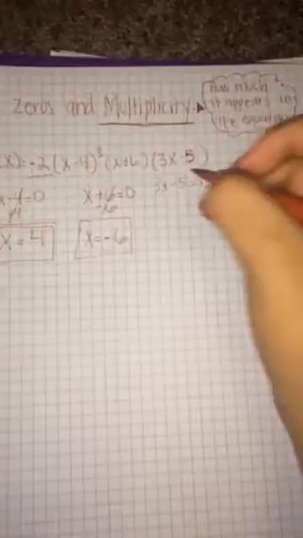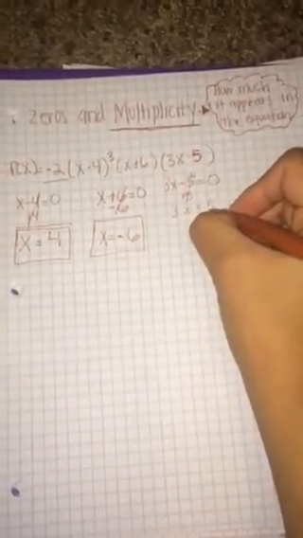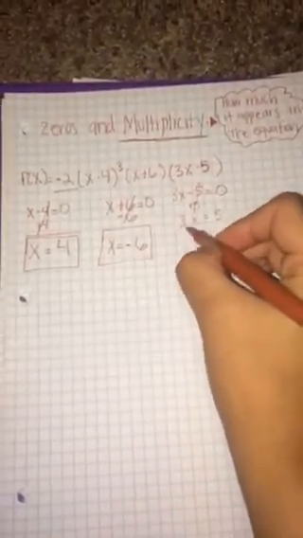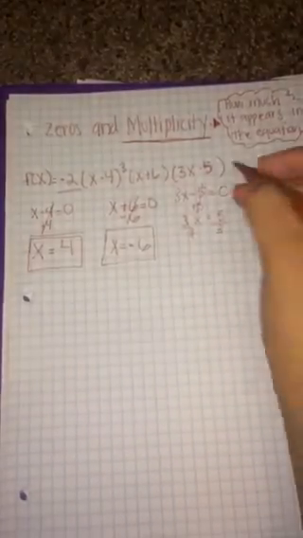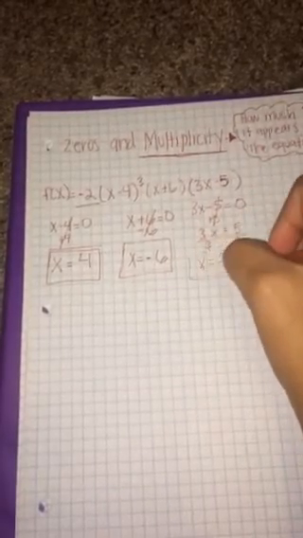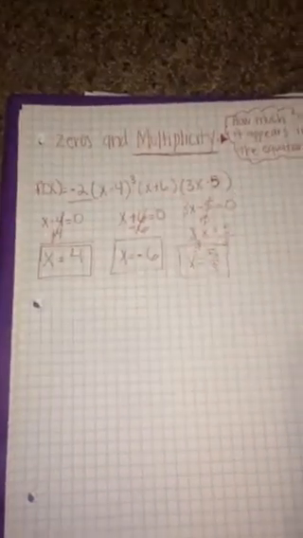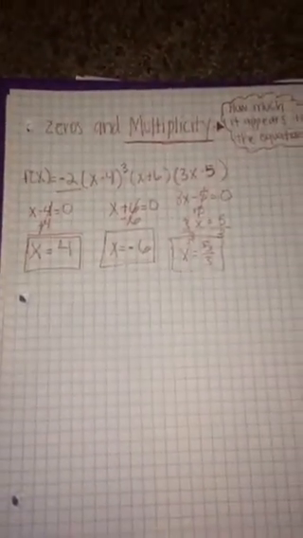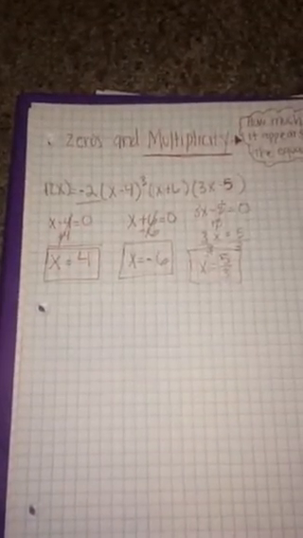If we have 3x minus 5 set equal to 0, we have to get x by itself. So in order to do that, we add the 5. So that would be 3x equals 5. And to get rid of this 3, we divide by 3, so we get that x equals 5 over 3. So now that we have our zeros, we can see what the multiplicity will be.